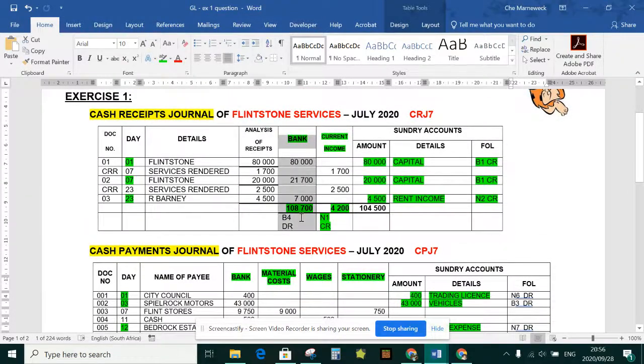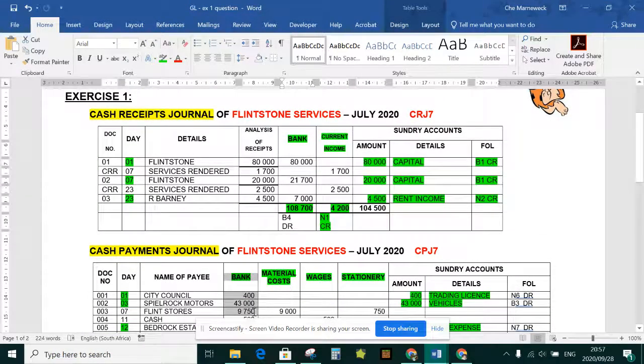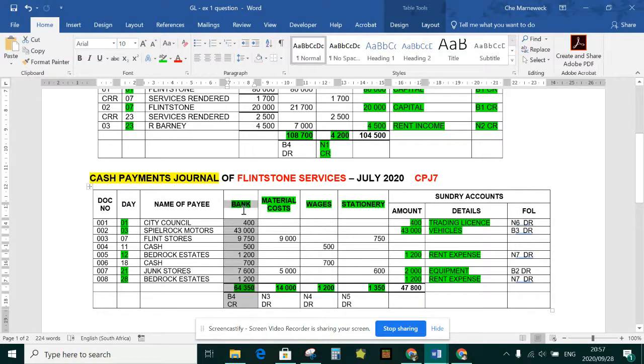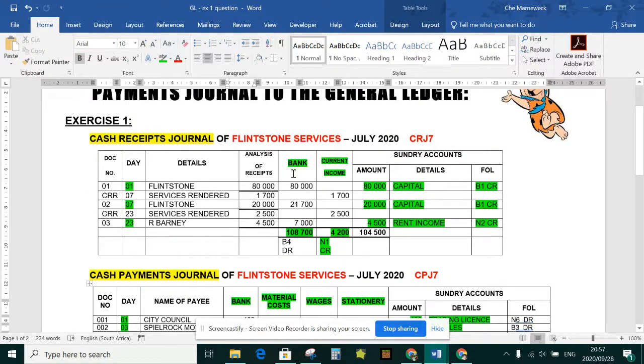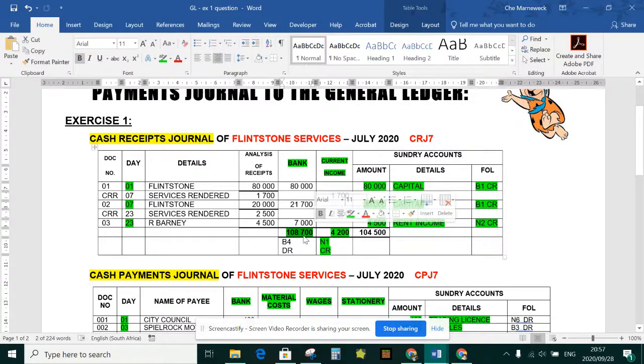When we get to bank, because bank is a column, you'll see, yeah, it's a column. And over here, it's a column. I must post the total amount at the end of the month. But I can't write bank in bank. Bank is not its own partner account. And I can't write just capital or just rent income because it's a whole lot of different things. So what we do is when we post the total of the bank column in the cash receipts journal, we are going to post it on the debit side.